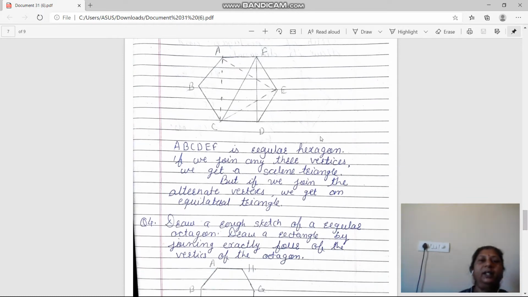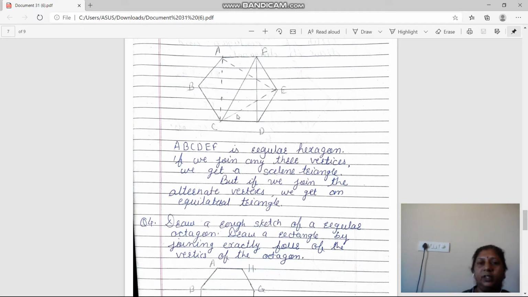If we join any three vertices, this C, then I have taken the fourth one and then the sixth one. So if we join any vertices like this, then we get a scalene triangle. Which triangle is called a scalene triangle? Whose three sides are different, that are not equal, is called a scalene triangle. So CFD is a scalene triangle.